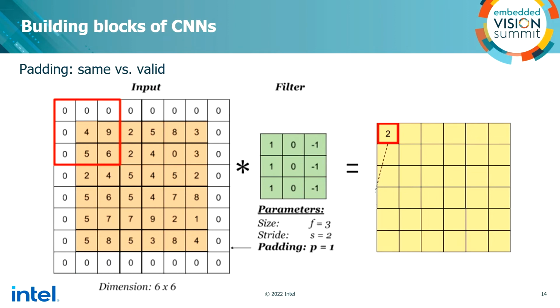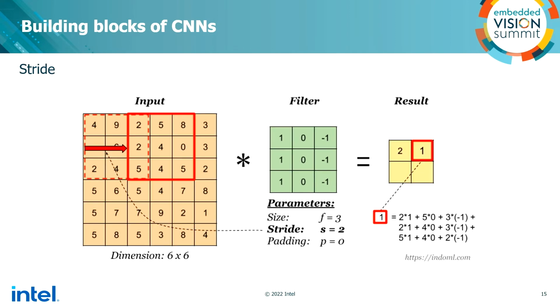So if it's a 3 by 3 convolution, then you have 1 pixel around the picture. And if it was 5 by 5, since this was going to be the center of a 5 by 5, you needed 2 pixels, 2 columns and 2 rows. So that's how it is the same. Valid means no padding. It's only running in the valid area of the image.